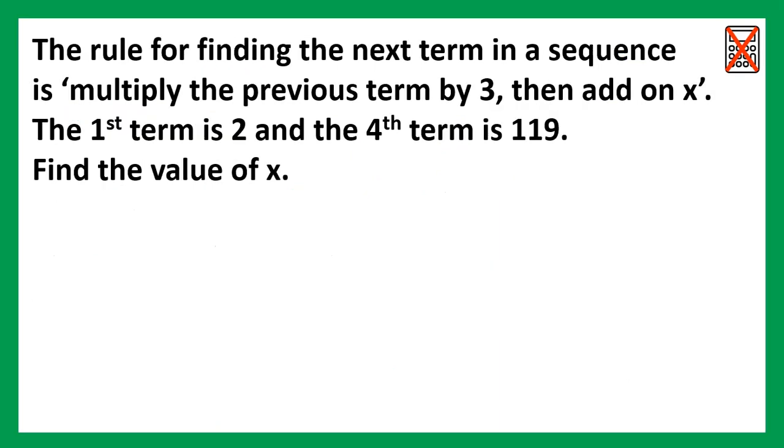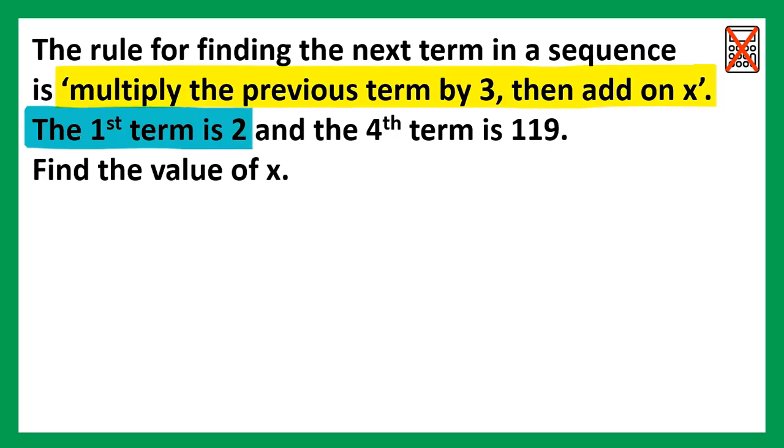On to the advanced question, one of the trickier questions that you're likely to find on this topic. The rule for finding the next term in a sequence is multiply the previous term by 3 and then add on x. They have given us a starting point. They've told us that the first term is 2.